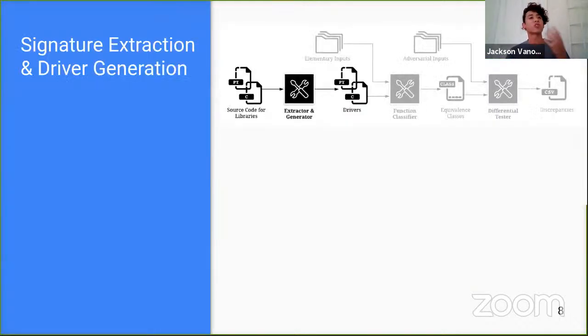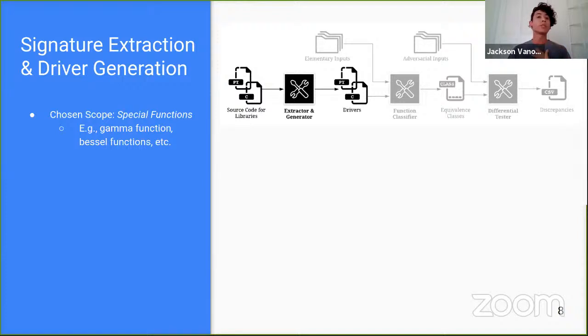So to start, signature extraction and driver generation here. This is going to reinforce the scope for our particular experiment, which was special functions. And special functions are things like the gamma function, Bessel functions, and they're widely implemented across numerical libraries. They represent a diverse and complex set of algorithms, and they also have input types and return types that are elementary data types. So they're a popular choice in the numerical testing literature.